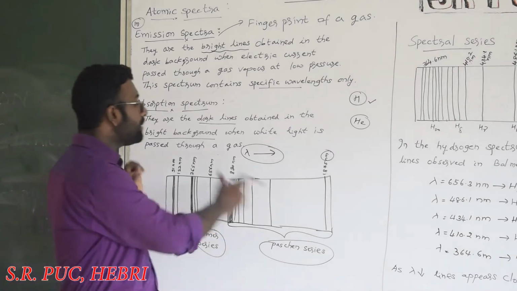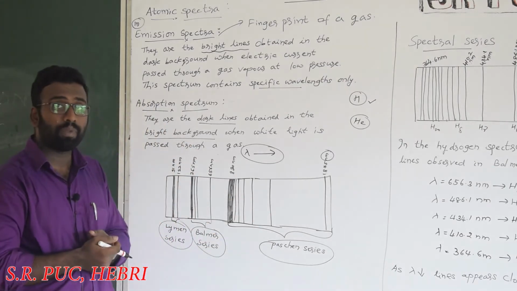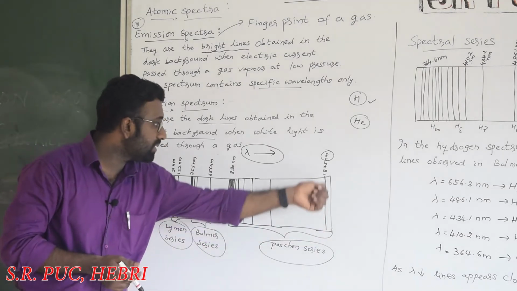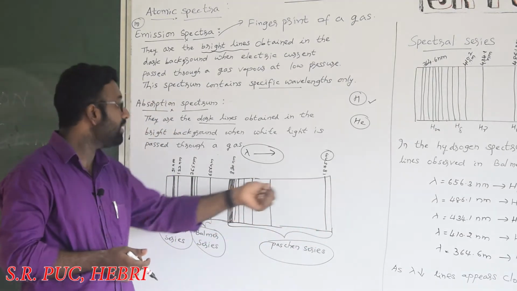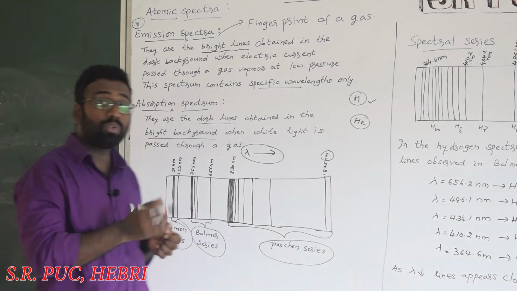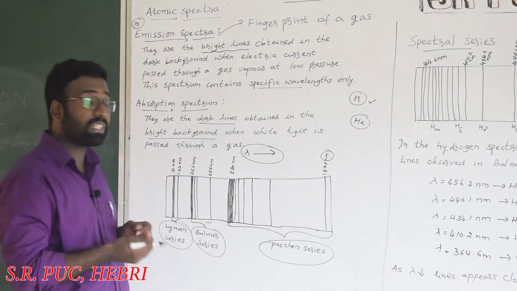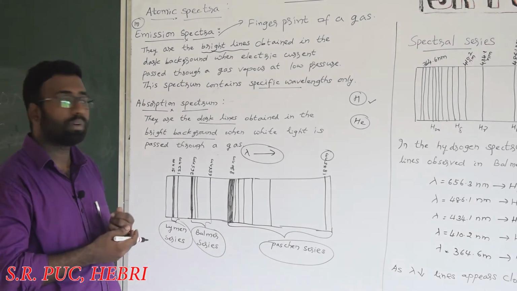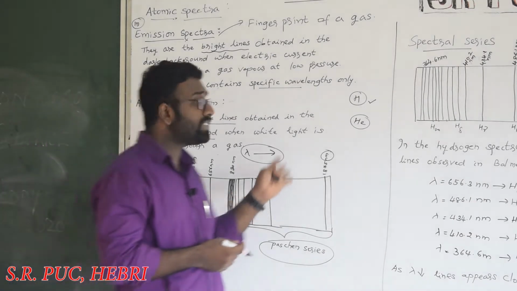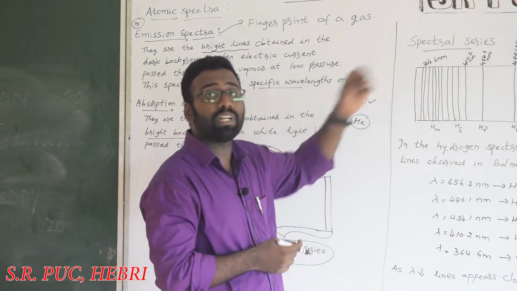This is actually the picture of atomic spectra. You can see all these are lines, the bright lines on the dark background. If you search in Google, you can get the clear, original picture of these spectra. That will give you more idea. Now we will study these spectral lines in a bit more detail.